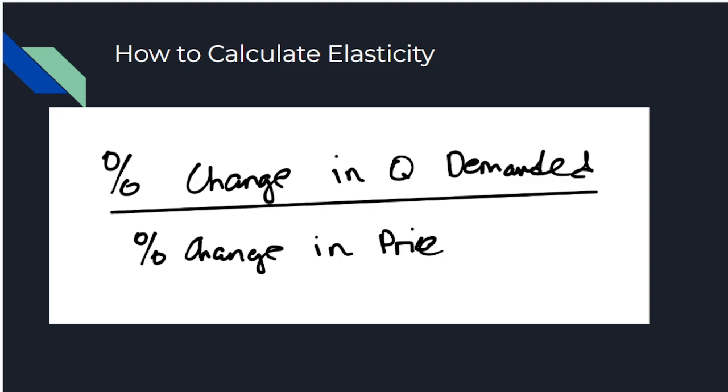And finally, you have to know the formula on how to calculate elasticity. The formula is the percent change in quantity demanded divided by the percent change in price. Once again, remember that if the absolute value of the result is greater than 1, it will be elastic, while if it is between 0 and 1, it will be inelastic.